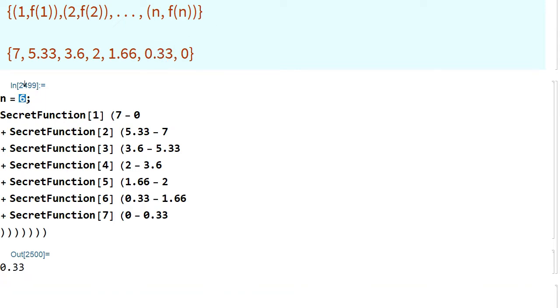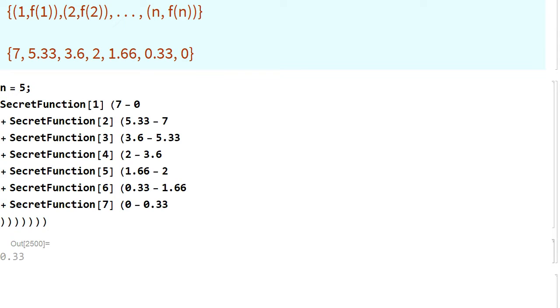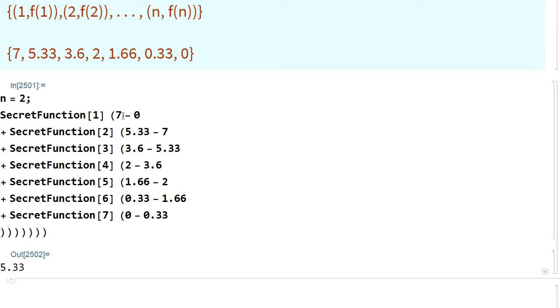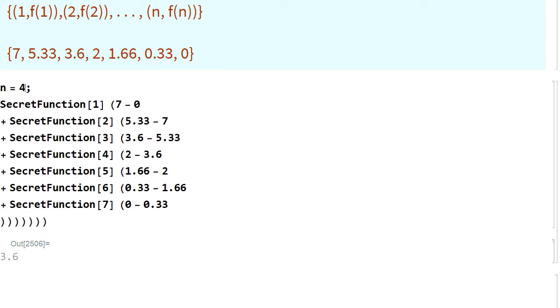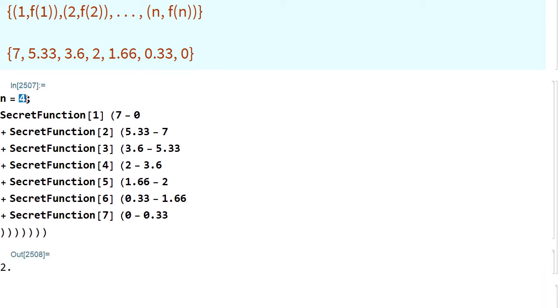So if I change this to 2, it should be 5.33, right? Let me change it to 2. So you can see that it works. It works for all of them. I can just go ahead and do them all. 1, 7. We already saw 2, 3, 4, 5. We already saw 6, so 7.